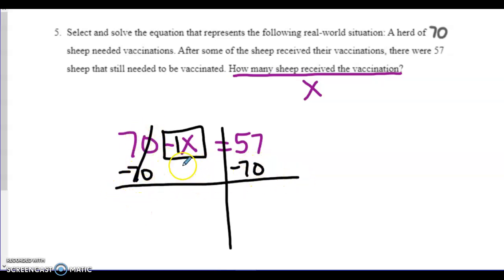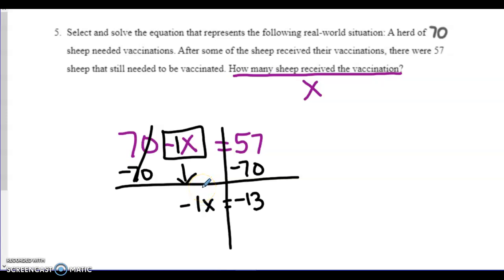70 minus 70 is 0, so I'm just going to cross it out. And then I'm going to bring down my negative 1x. And then I'm going to use my calculator or your brain, doesn't matter, but 57 minus 70 is negative 13. And I'm still trying to get the x by itself, and I need to get rid of that negative 1.